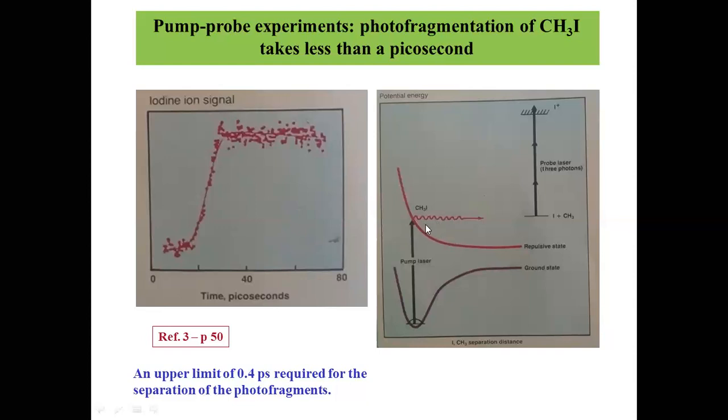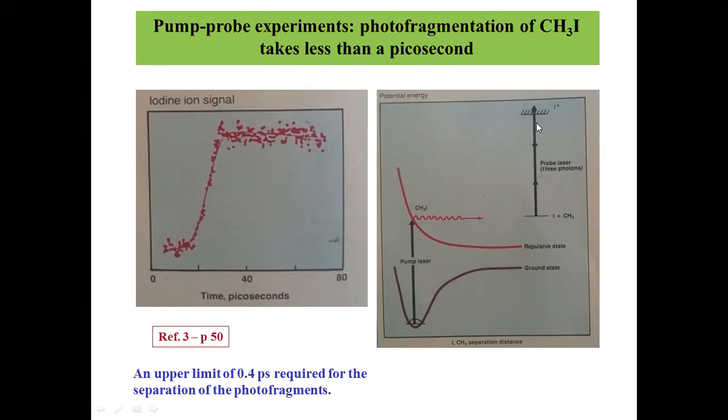Now what we do is apply the probe pulse. That is another pulse which identifies the ionization of iodine, I to I plus. The methyl radical remains as it is. Here, multi-photon ionization is used. This technique is called multi-photon ionization. Here we need 3 photons to ionize I to I plus.